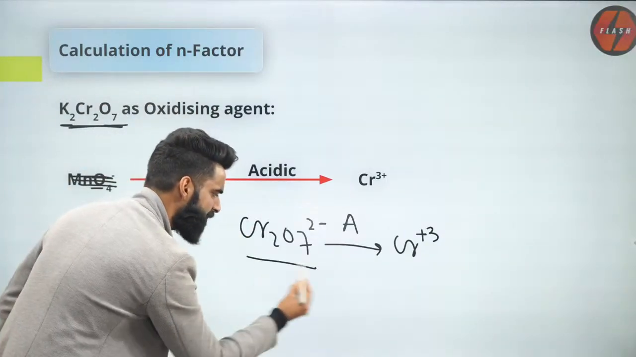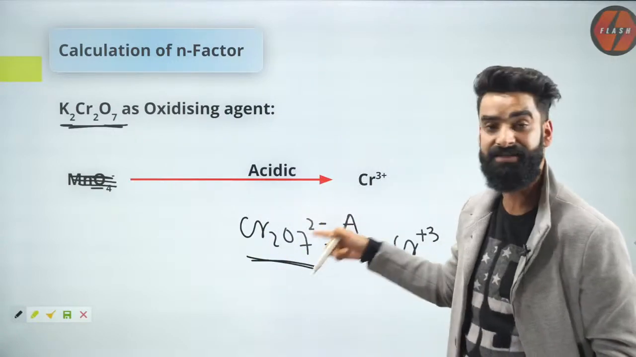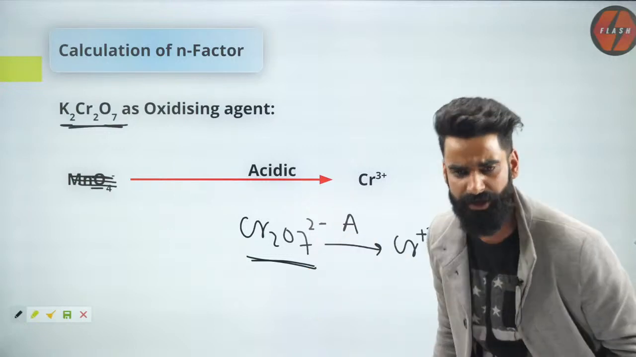People, just tell me the N factor of Cr2O7 2- here. Just tell me its N factor fast. I'm waiting for your answers. What should be the N factor of Cr2O7 2- right here? What do you think?